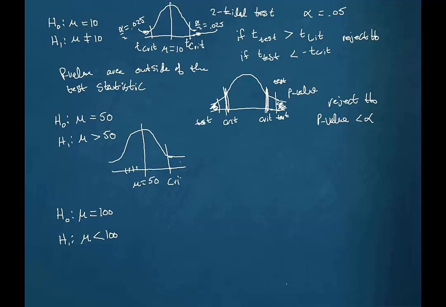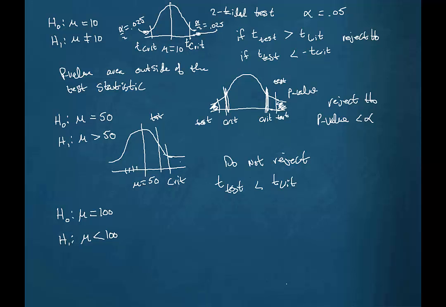So again, we'd have some critical value, and then we'd get a test value of some sort. So let's say that this time the test value is here. Now notice in this situation, we would not reject the null hypothesis. And that is because our t-test statistic would be less than this t-critical value. It didn't land up there in the rejection region.